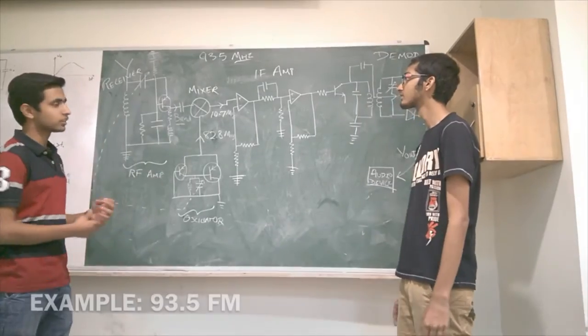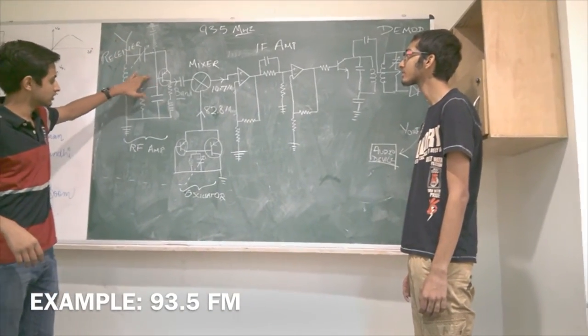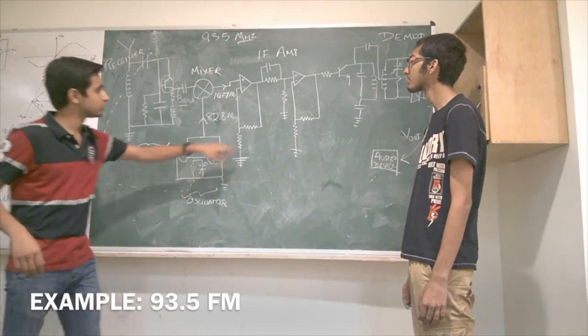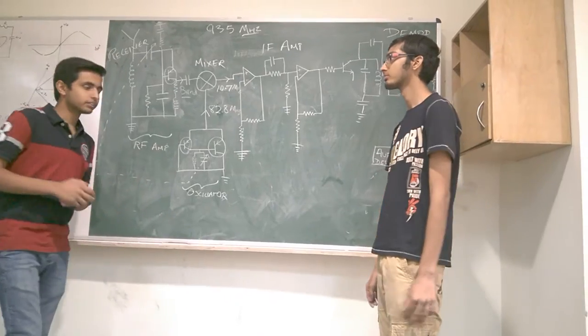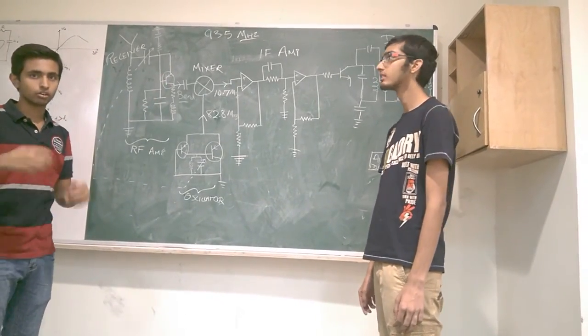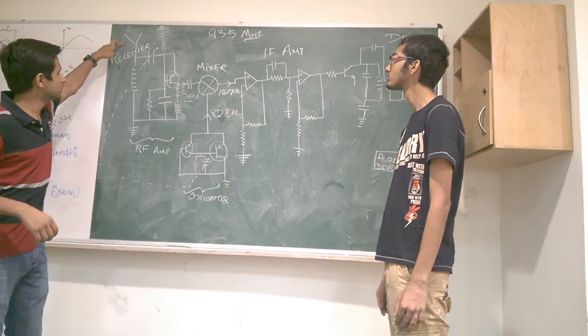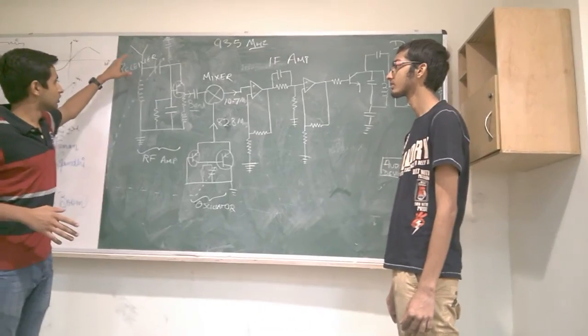So this is the final circuit of an FM radio. Here we have the antenna or the receiver. This is the RF amplifier, the mixer, the oscillator, the IF amplifier, the demodulator, and the audio device. Now let us assume that the listener wants to hear 93.5 MHz, the audio station. So here the receiver will receive all the various bands of frequencies.